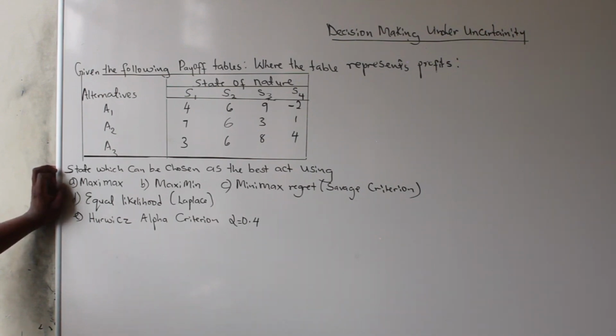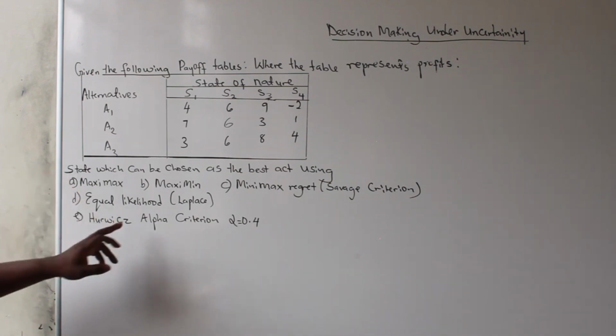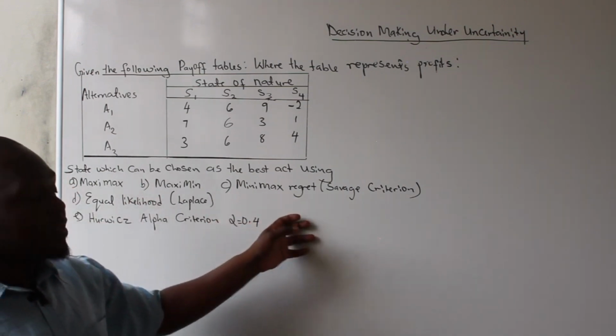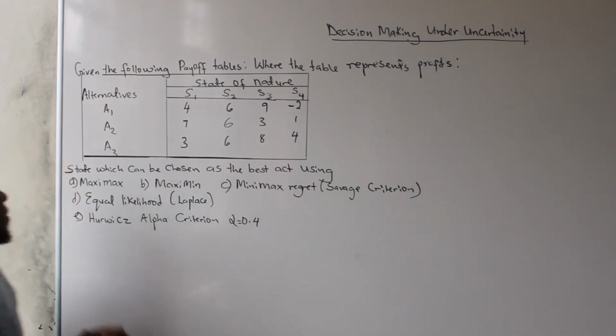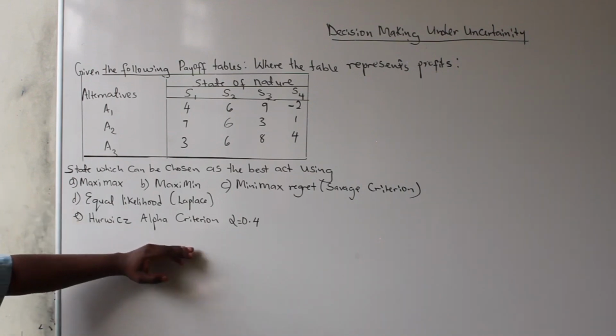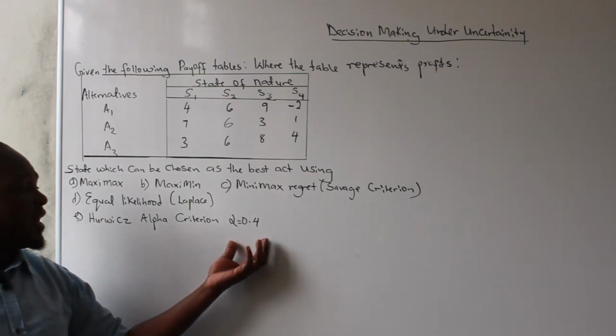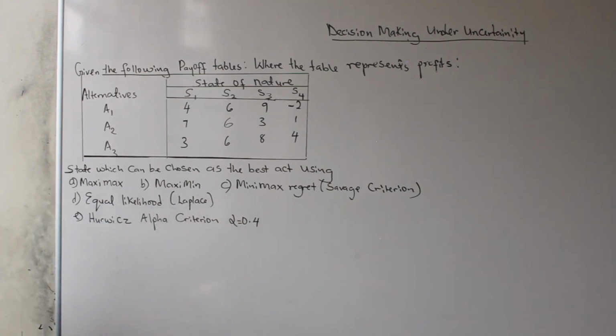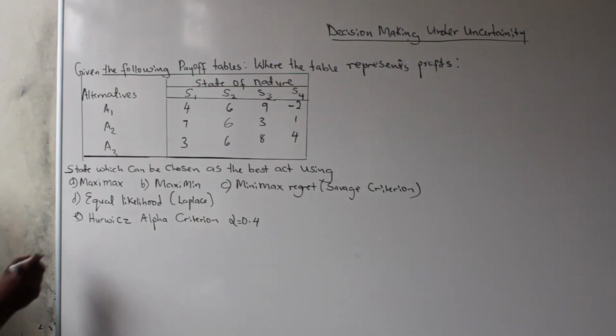Under A, we have maximax; B, we have maxmin; C, minimax regret, or the Savage criterion; D, equal likelihood, the Laplace, and Hurwicz alpha criterion, where we are given alpha as 0.4. So as usual, we'll start with the solution.